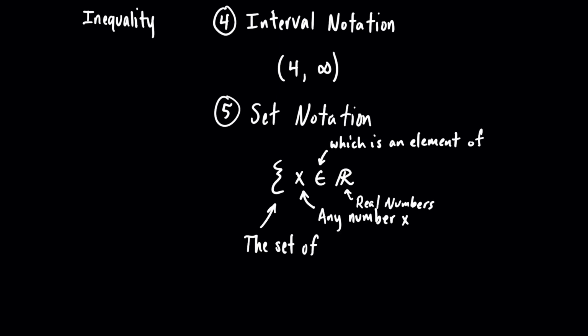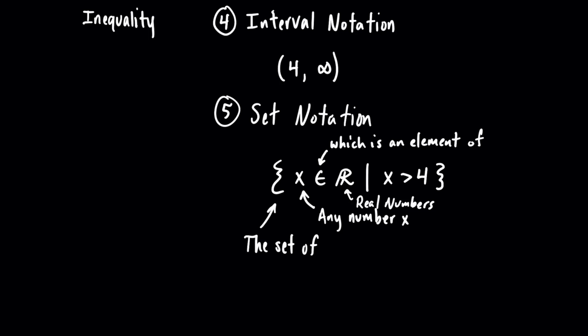So let's pause for a second. So we're saying the set of any number x, which is an element of the real numbers, such that, that's what that little line means there. That line means such that x is greater than 4.